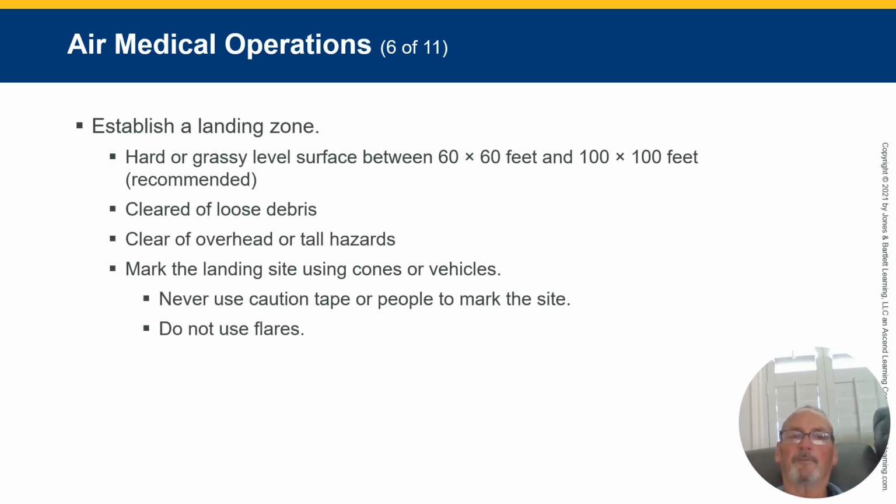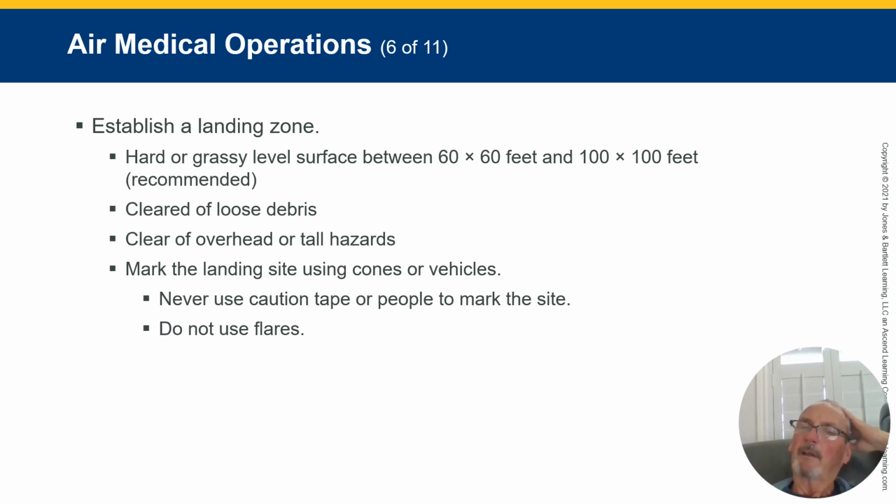Establish a landing zone. During the day, your landing zone should be 60 feet by 60 feet. At night, it should be 100 feet by 100 feet. That's what's recommended. You can get away with 60 by 60, but at night, they should all be at least 100 by 100. Clear any loose debris or gravel that you can, dead limbs on the ground, pieces of wood that can fly up.